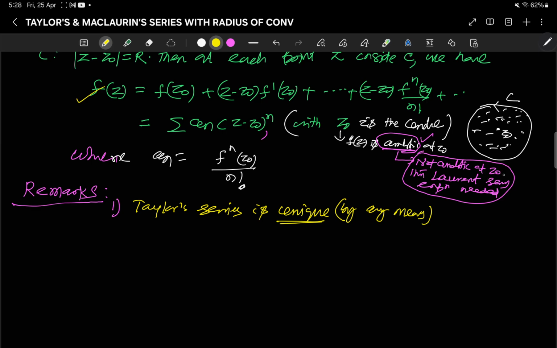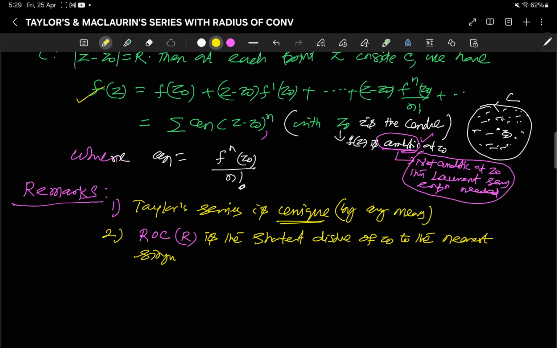If z0 is an isolated singular point, right? Now how to find the radius of convergence? The radius of convergence R is the shortest distance of z0 to the nearest singular point of f(z). Okay, so this is most important, shortest distance.